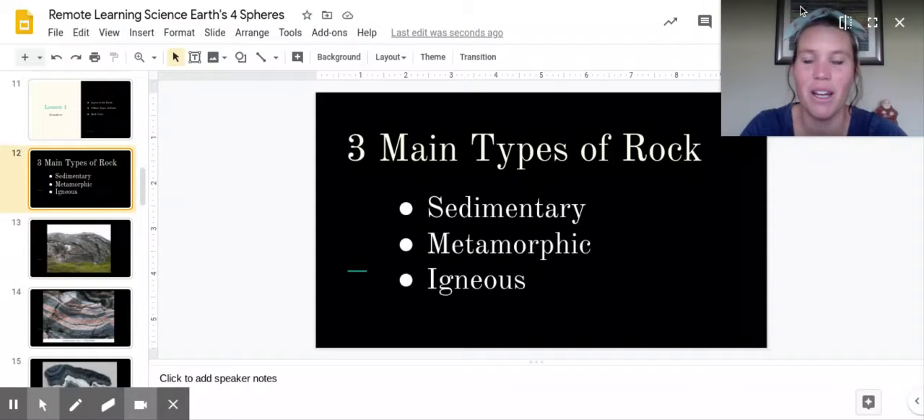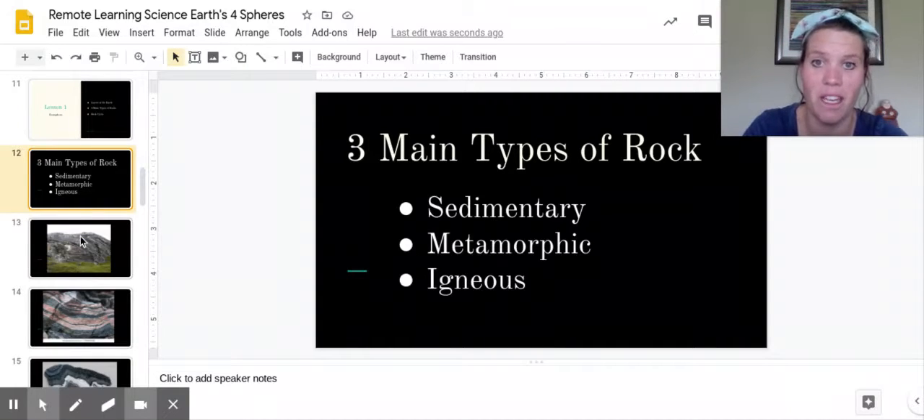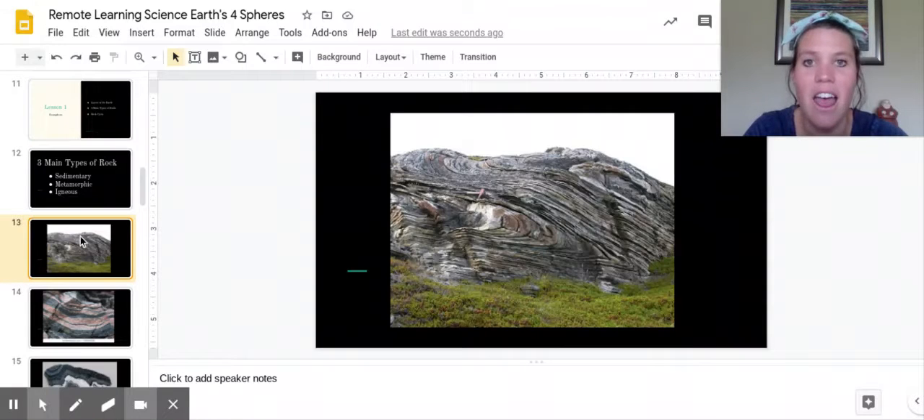Lesson 1, Part 2, we will be discussing metamorphic rocks. Our second type of rock that we need to learn in fifth grade science is metamorphic. Metamorphic rocks have been bent and mushed and twisted. And how does that happen to rock? You can't bend rock. If you try to bend a rock, it would break.